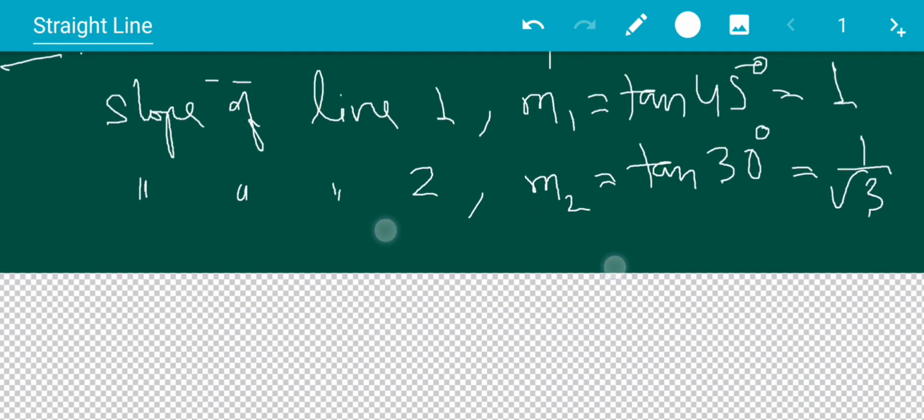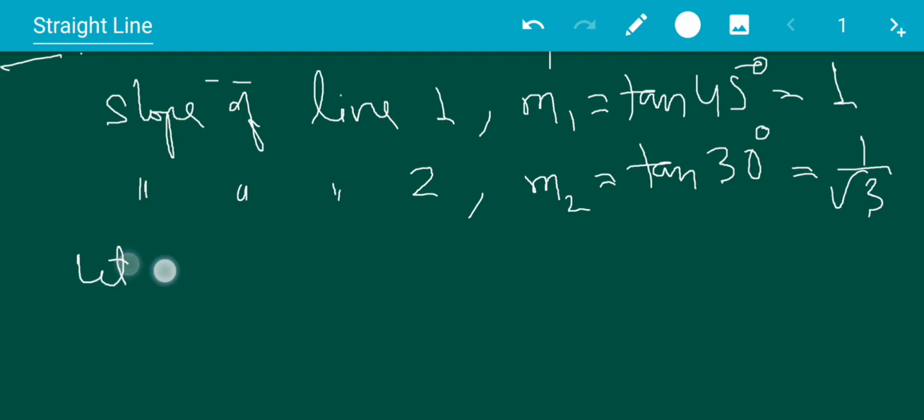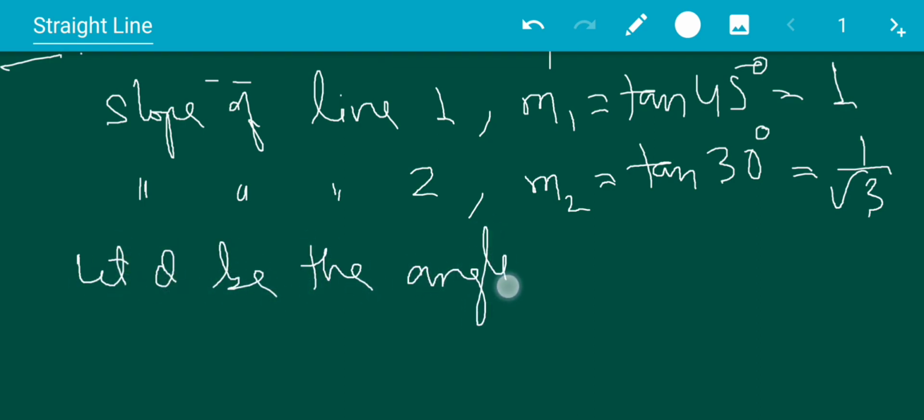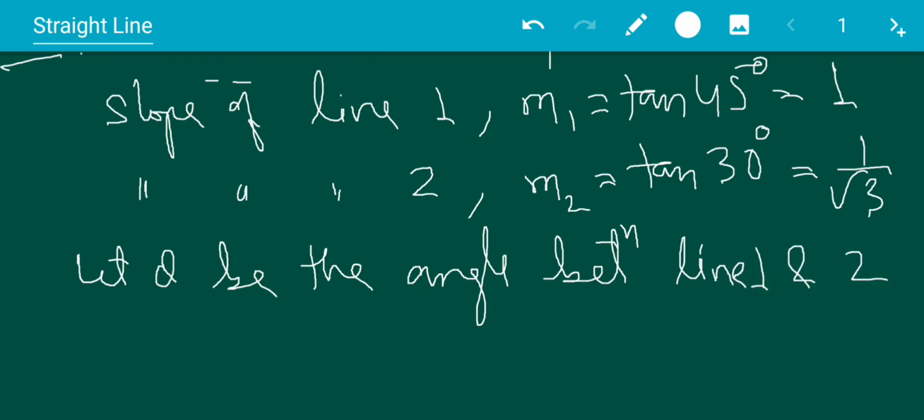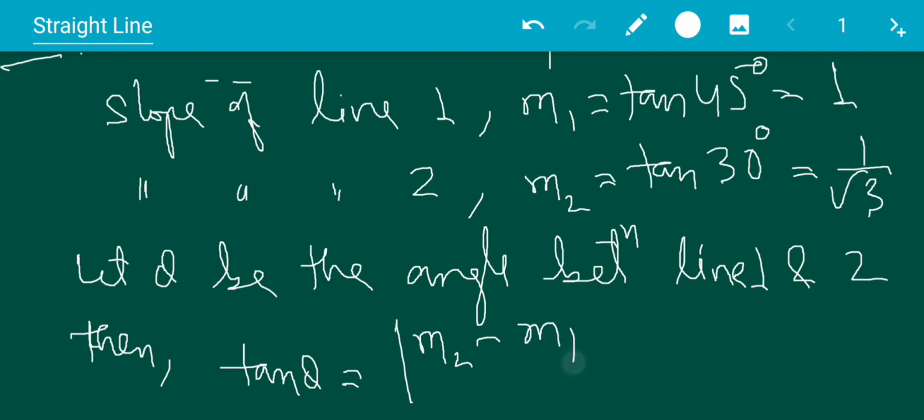So I can write, let theta be the angle between line 1 and 2. Then tan theta, what is the formula? It is nothing but the modulus of m2 minus m1 whole divided by 1 plus m1 m2.